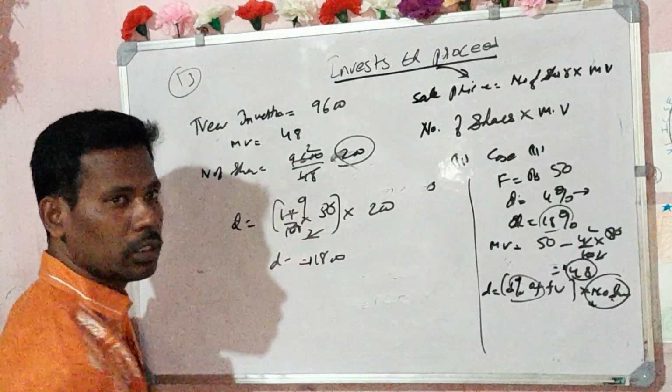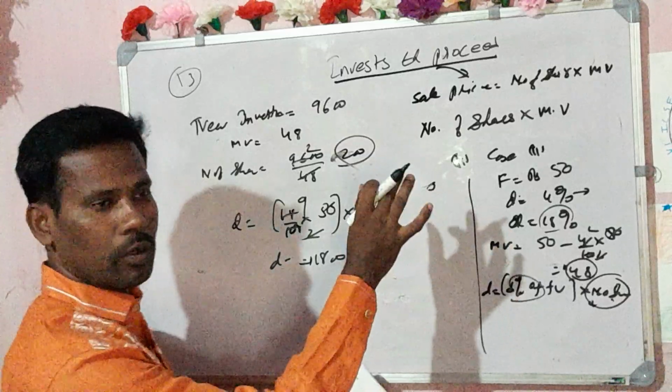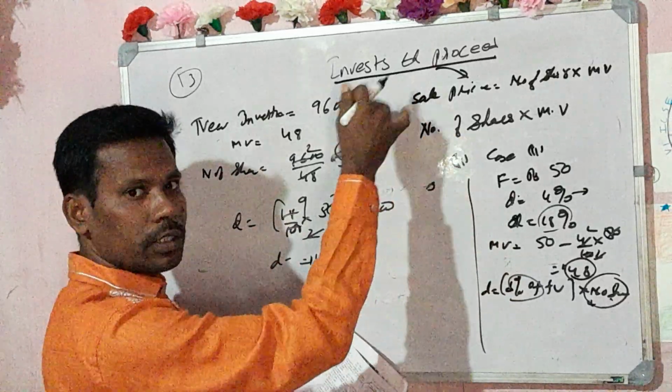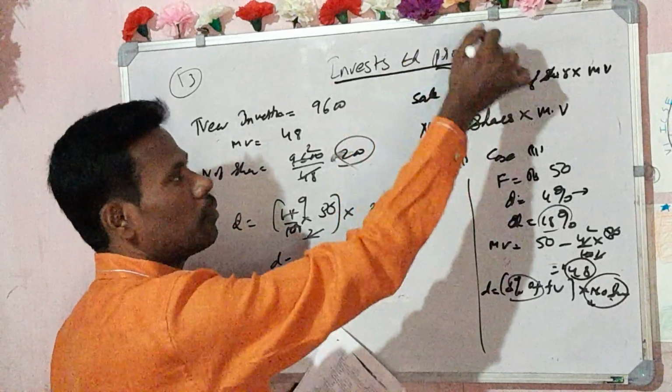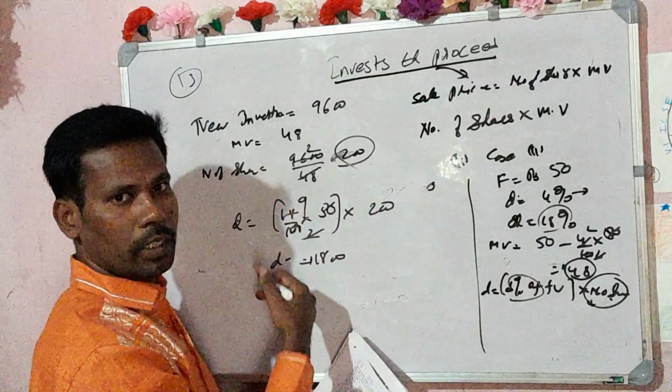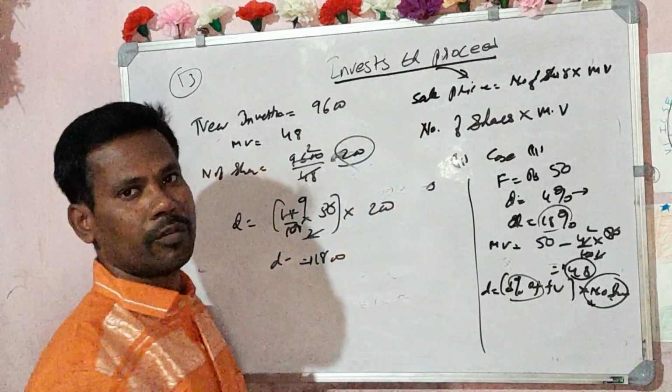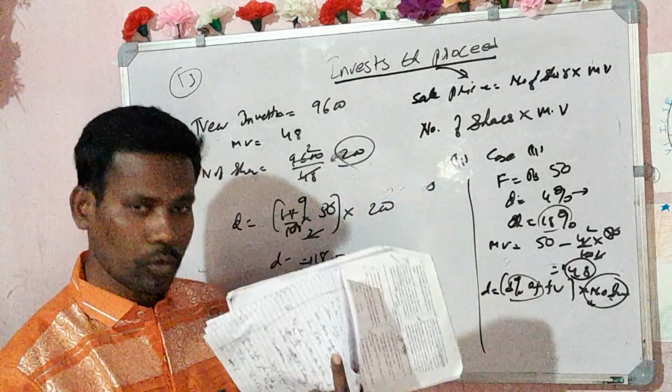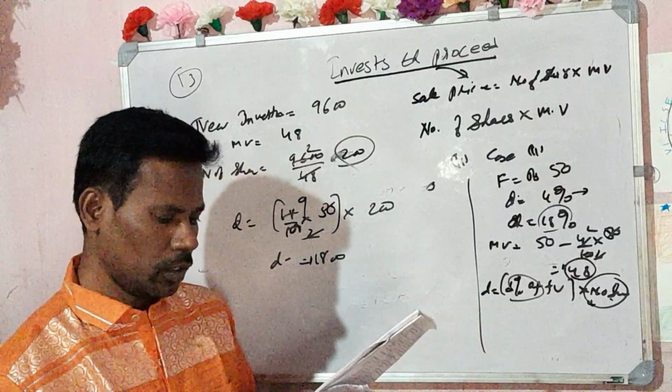This is the formula. Only in this problem, the new thing we see is that 'invest the proceeds' means, as I explained clearly, that becomes the investment for the next case 2, where we use the nominal value, the face value.